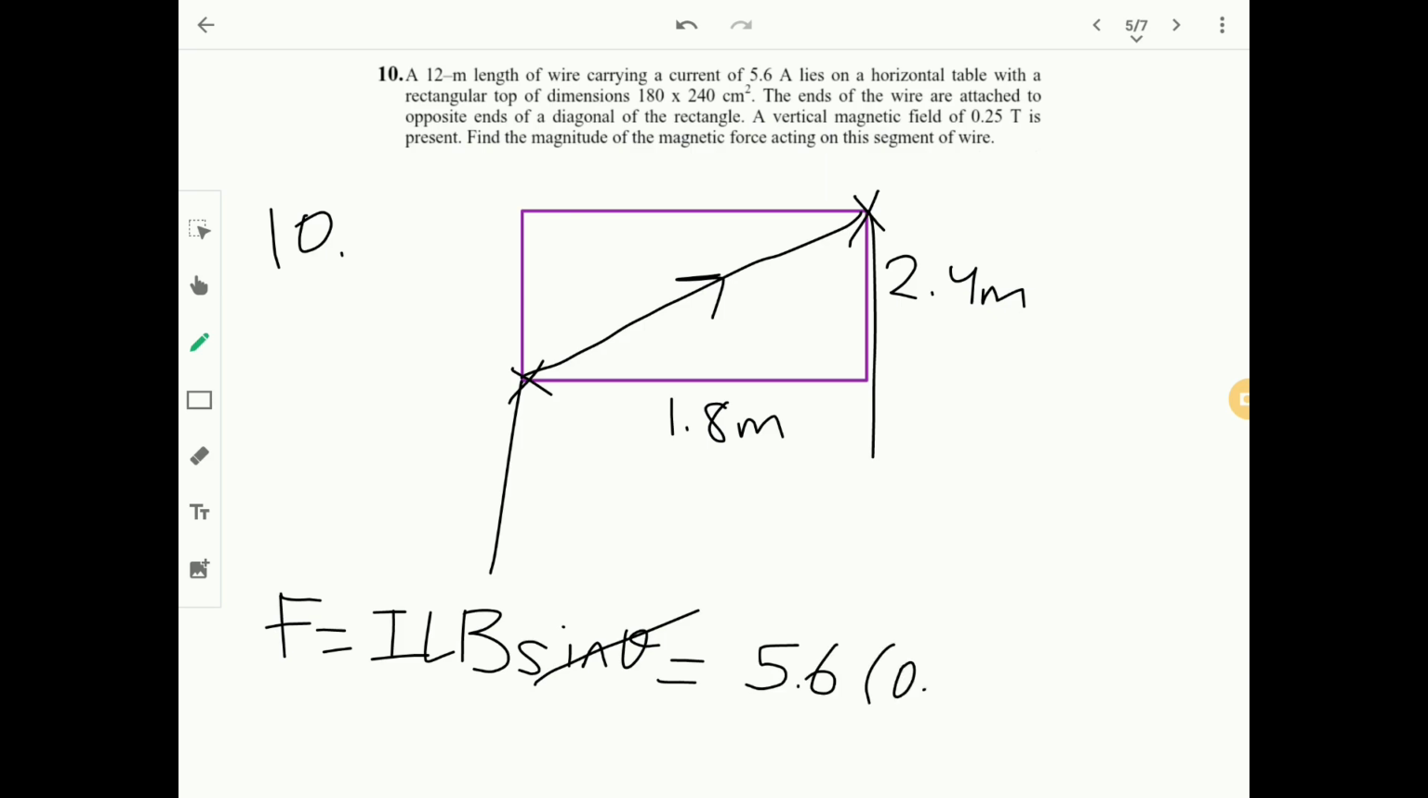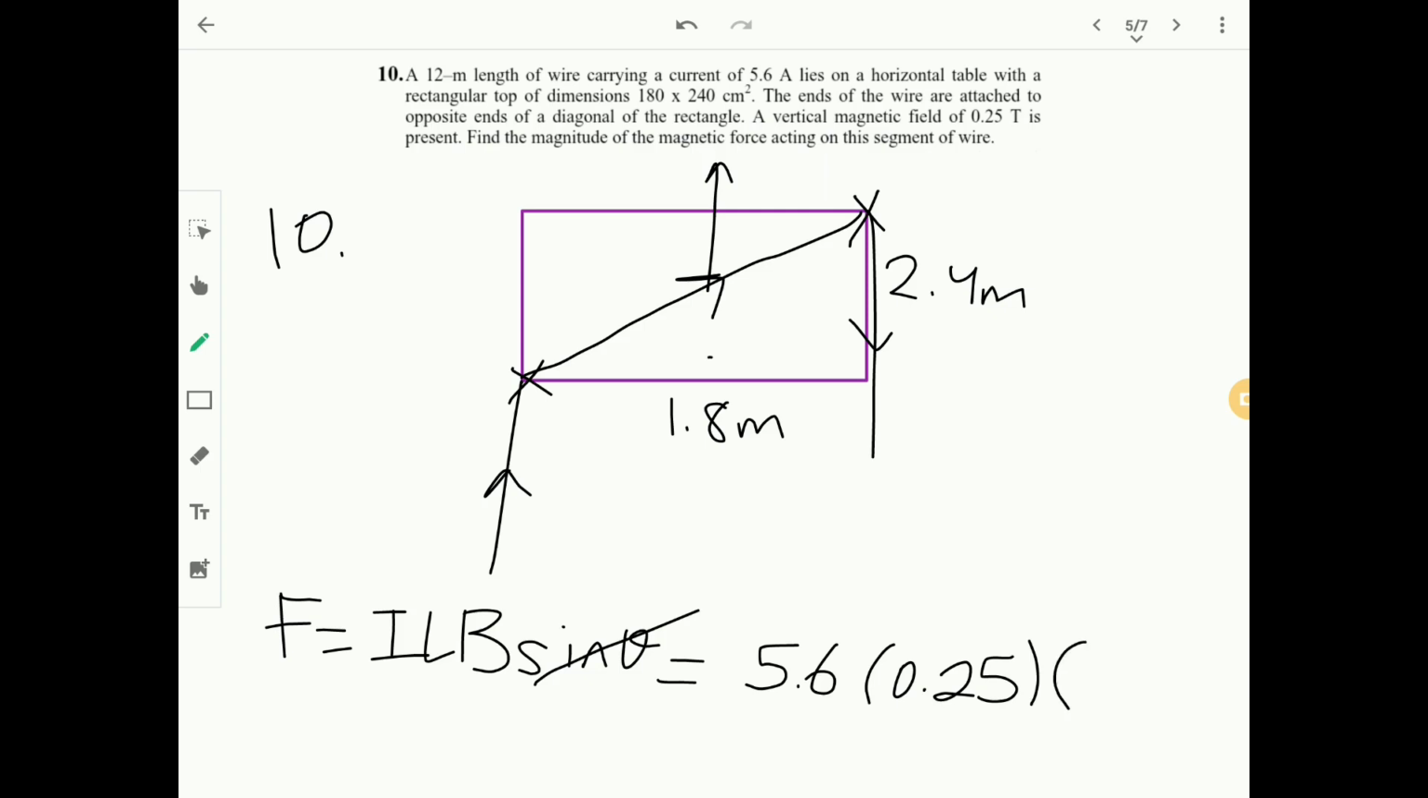We know the magnetic field, but we don't know the L. Do we use 12? What do we use? We should think about it this way. We only use the L on which there is a current and on which there is a magnetic force acting. We do have a current here and here, but they're parallel to the magnetic field. The magnetic field in fact is vertically upwards. Since they're parallel, sine theta is 0, so there's no force. So the only section of the wire that we have force on is the diagonal.